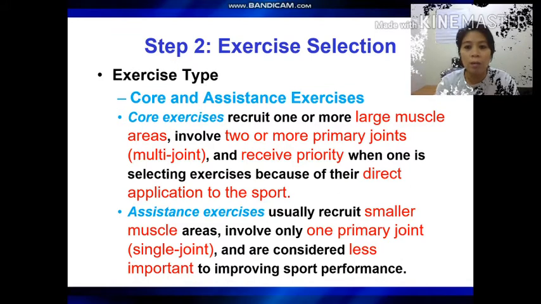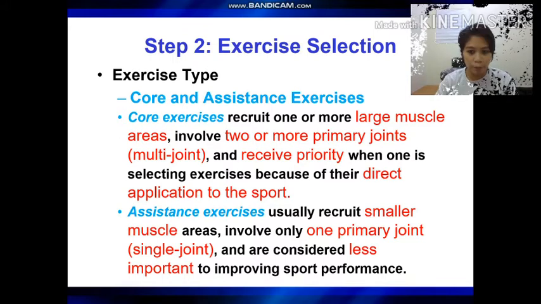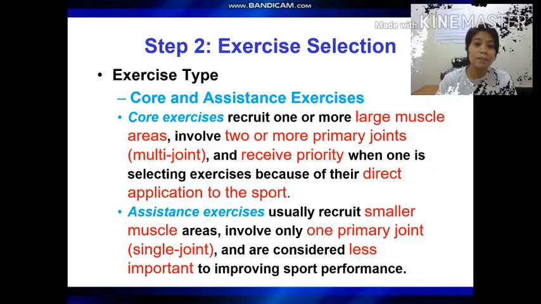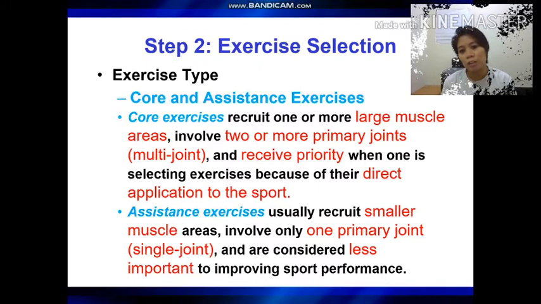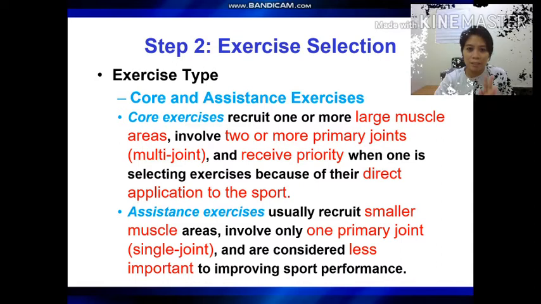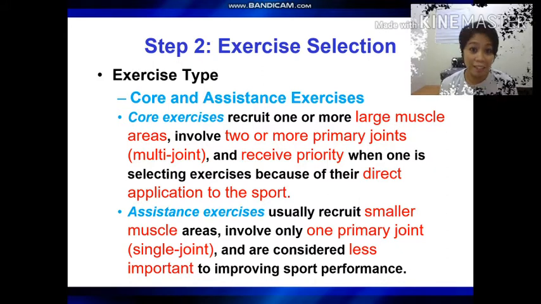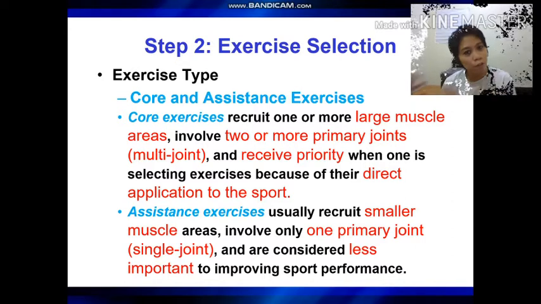This is the category of exercise that recruits one or more large muscle group areas, big muscles involved, and involves 2 or more primary joints. Core exercises are large-muscle, multi-joint, and receive priority when selecting exercises because of their direct application to sports. The characteristics: one, large muscle group. Second, multi-joint. And it is priority because of direct application to the sport. For example, a core exercise for football. If it is multi-joint, you can consider it a core exercise for football.